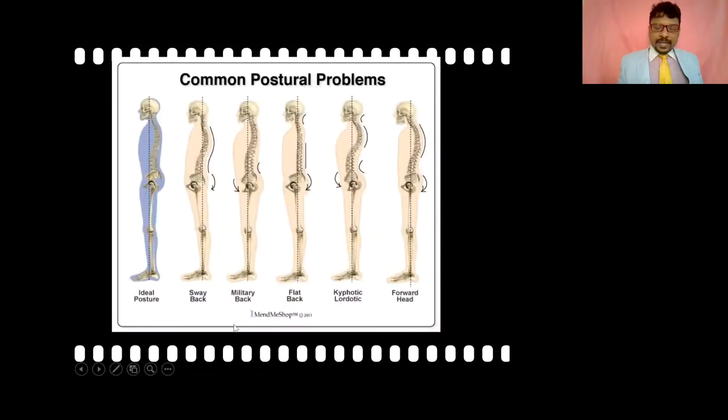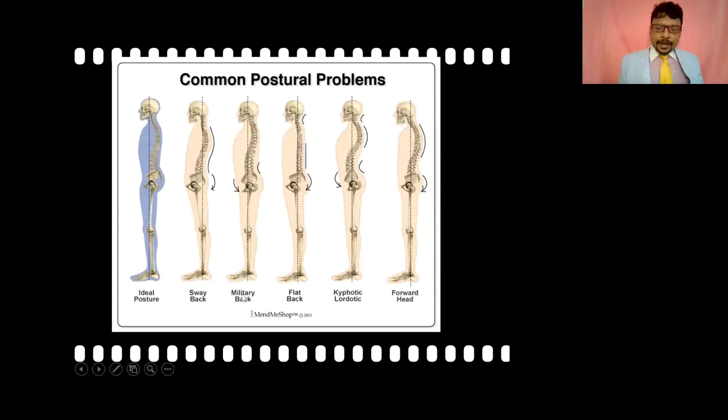Okay, if you see here, this is the ideal posture. The line should cross the external auditory meatus, that is the ear lobule, the shoulder, the greater trochanter, the knee and the lateral malleolus. But in the sway back posture, see here, the line is not crossing the greater trochanter, and it's also not properly crossing the shoulder. Here this line is close to the kyphosis. So totally the line of gravity is changed.